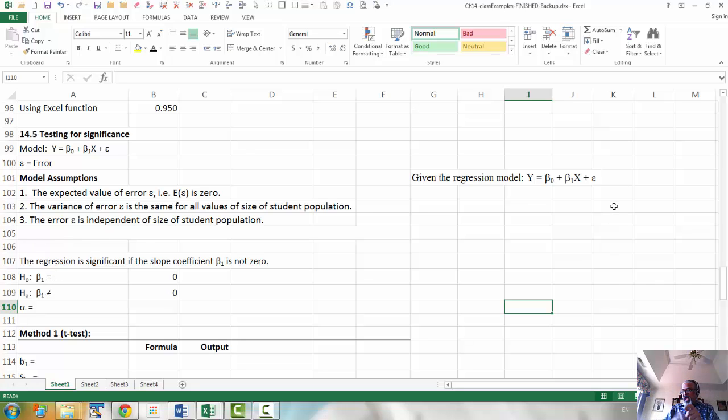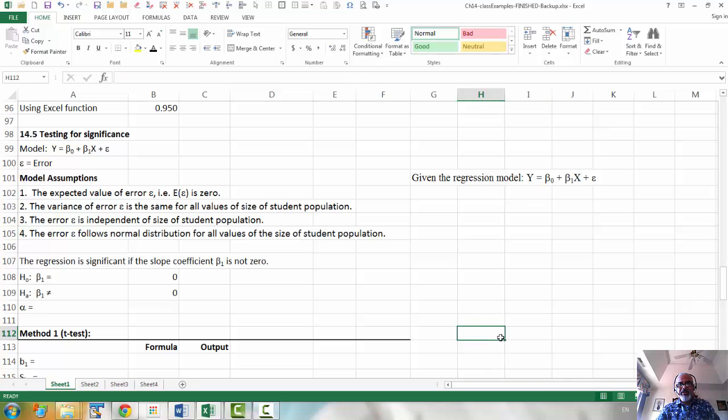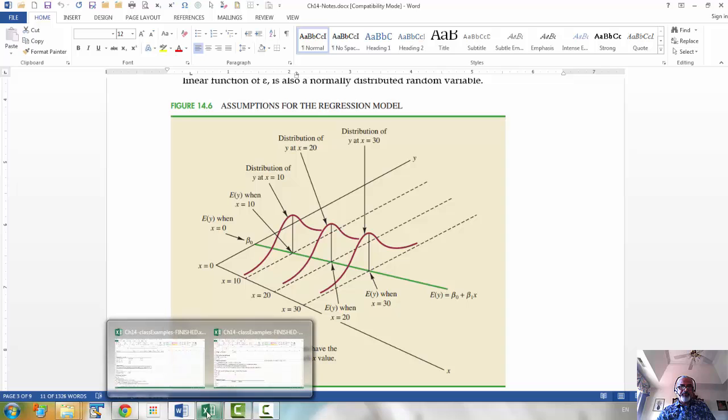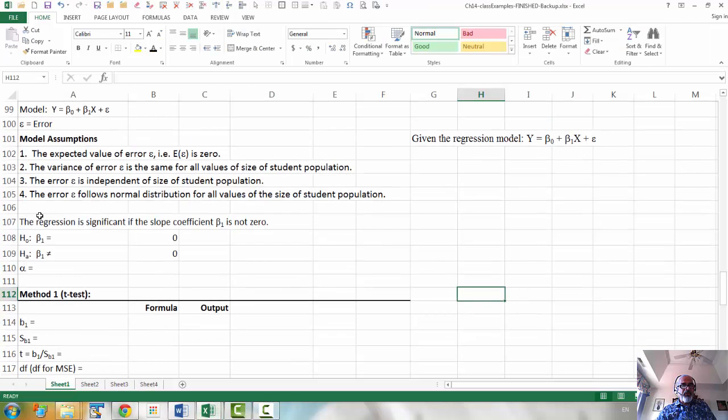That is, as x changes, the value of the error is not dependent upon x. If x increases, the value of the error increases, or if x goes down, the value of the error changes, then that would be dependent. And finally, the error values follow a normal distribution. That's what we saw in the picture. So these are normal distributions. Given these 4 assumptions are true, we can test this hypothesis, and let's assume a 5% level of significance.